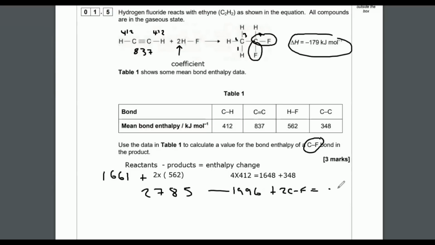So I get 1996. That's for the 4 CH bonds. And that's for the CC bond. And then I have plus 2CF, and that equals -179.